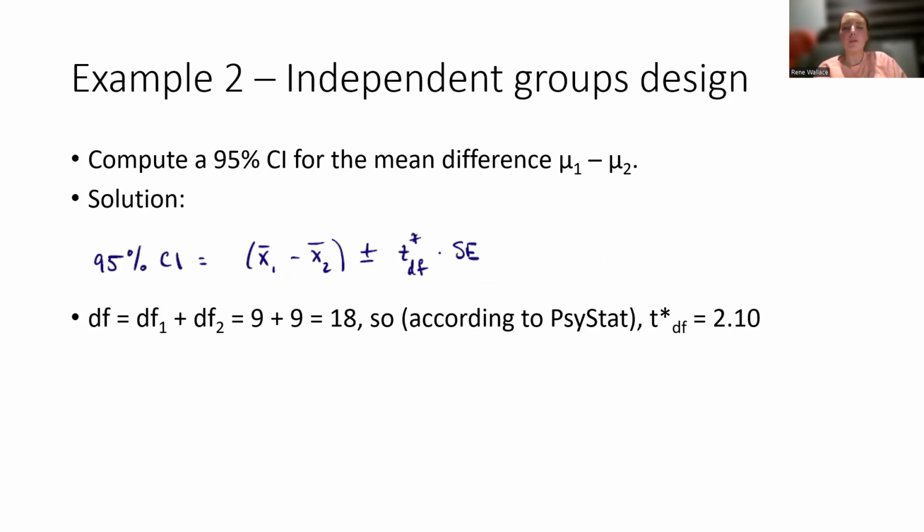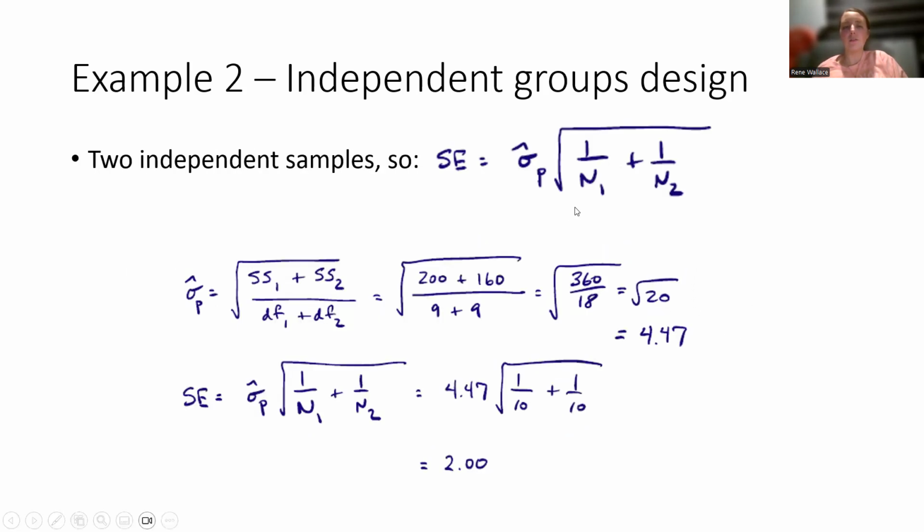So for the mean difference, mu1 minus mu2, here's our formula. So degrees of freedom 1 plus degrees of freedom 2 equals 9 plus 9, which equals 18, right? It's not 10 plus 10 because degrees of freedom is number minus 1. So according to SciStat, we get 2.10. So then when we put it into our standard error formula, we get 4.47. So now we know for a standard error 4.47, this is our number, right? 1 divided by 10 plus 1 divided by 10.